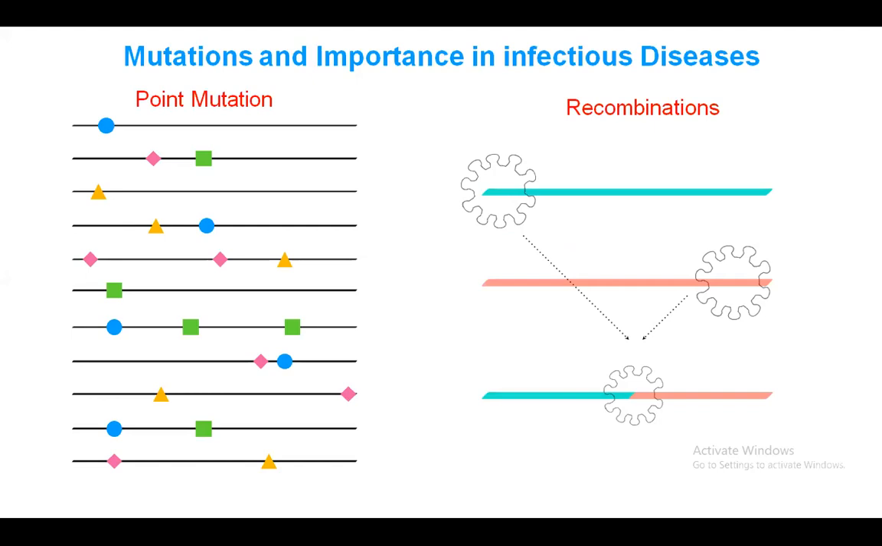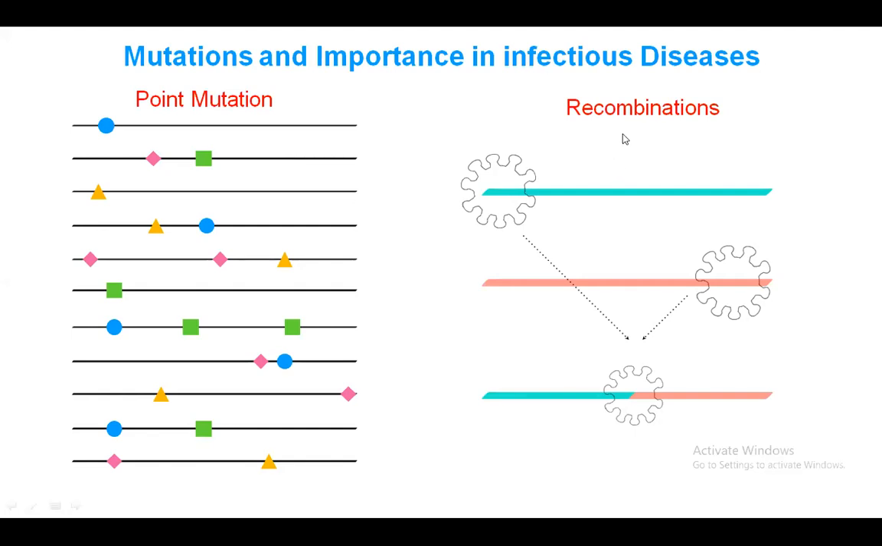So the question arises, what are mutations and their importance in infectious disease? Any change at the genetic code level, or the DNA, ultimately results in mutations. A point mutation is when a change takes place at a nucleotide site. It could be a deletion or addition, or one particular nucleotide can be changed to some other nucleotide. In a point mutation, the mutation occurs at only one place, one nucleotide site.